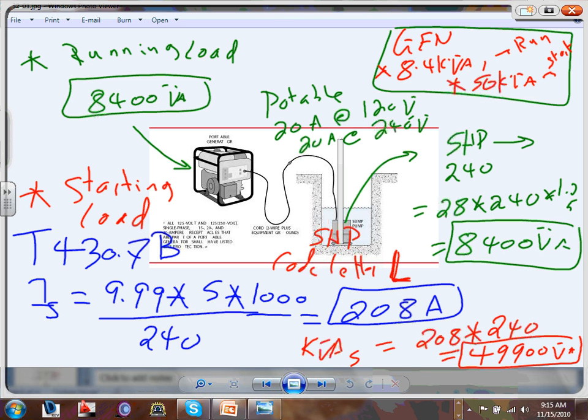Yes, thank you. In the first 10 seconds, my generator can be loaded up to 50 kVA. After 10 seconds, the voltage and the current will go down all the way to what? To 8.4 kVA.